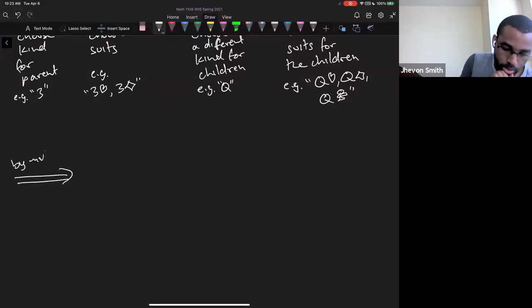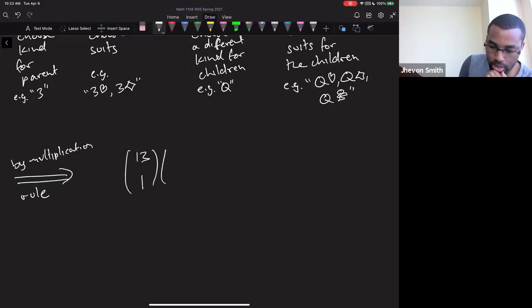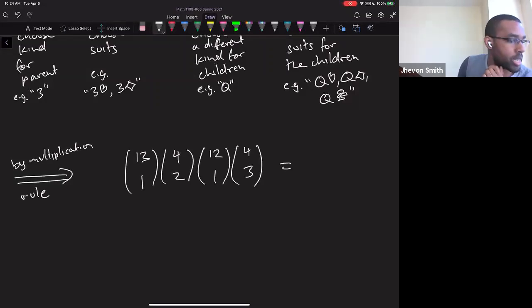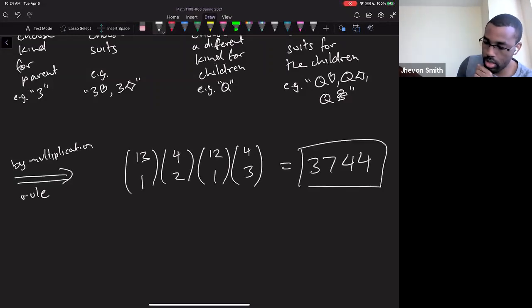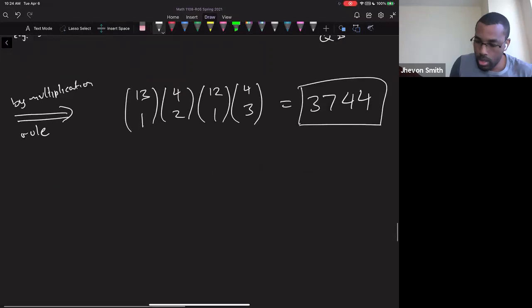And so by the multiplication rule, you are going to get 13 choose one, times 4 choose 2, times 12 choose 1, times 4 choose 3. And that gives us 3,744 total full houses.